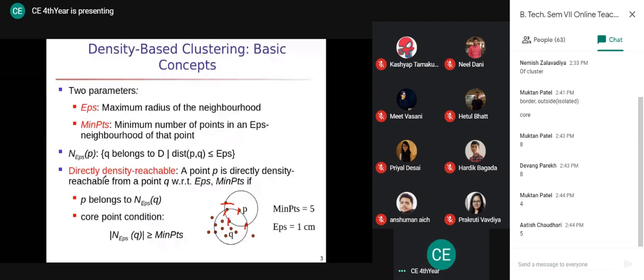Directly density reachable. A point P is directly density reachable from Q if it satisfies these two conditions. The first condition, P must belong to this NEPS set of Q, right? And the second is that the Q that we are selecting must be a core point. So one important observation over here is this directly density reachable concept is applicable to core points only.